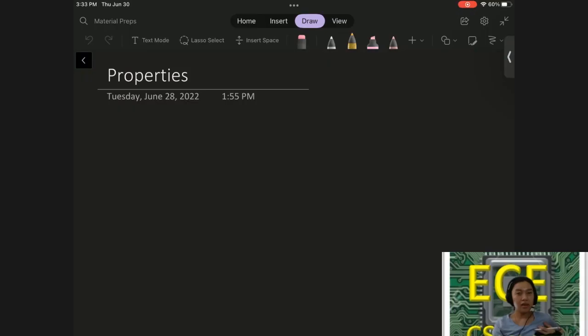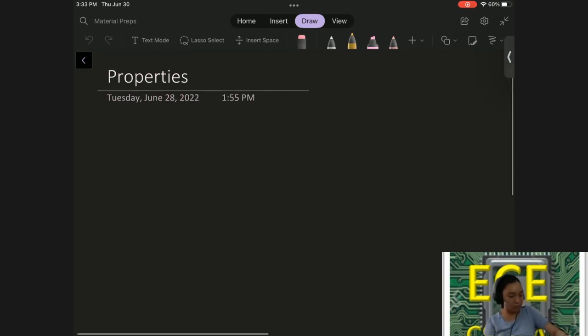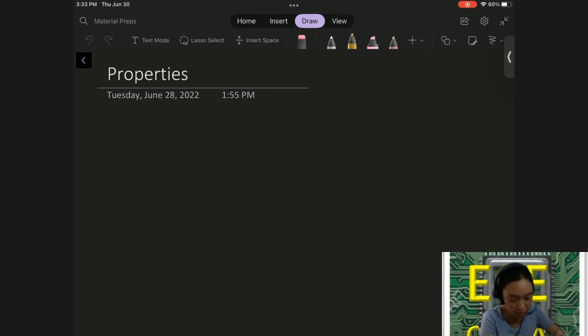Hi everyone. Okay, so now I'm going to go over the properties of the functions we've talked about before. And so I'm going to write them out. Hope I fit them in the screen.